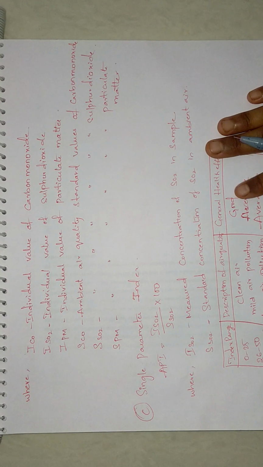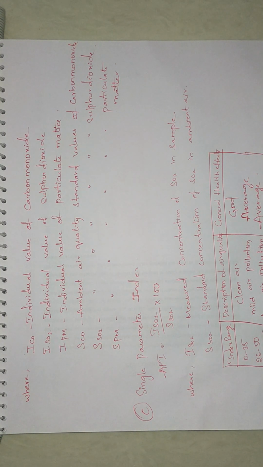Then the next one is the single parameter index. In this method, the single most important parameter is taken into consideration. That means whatever pollutant has more impact will be considered, and then they calculate the pollution index. This formula is also API ISO2 by SSO2. For example, here we have taken SO2 as the main concentration in the air. So I by S: the individual measured concentration in that particular land by the standard value, and after calculating it they get the values.